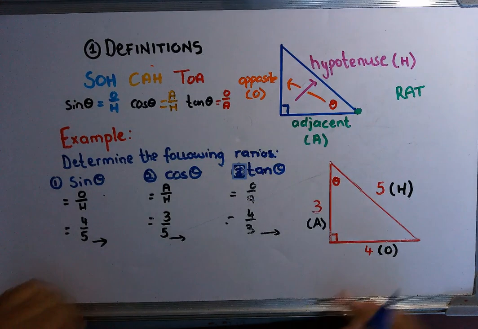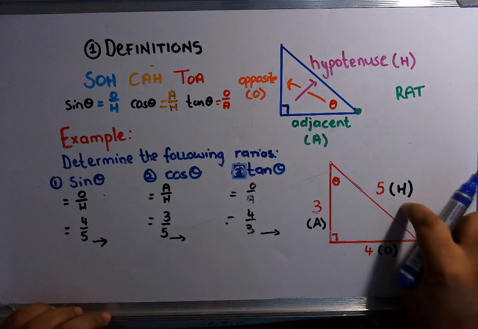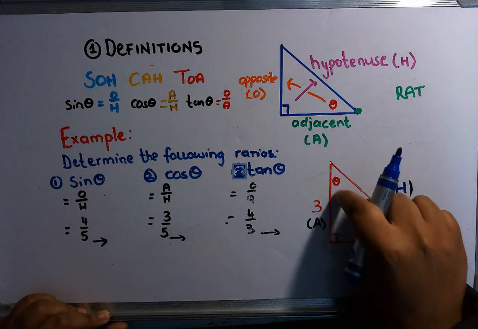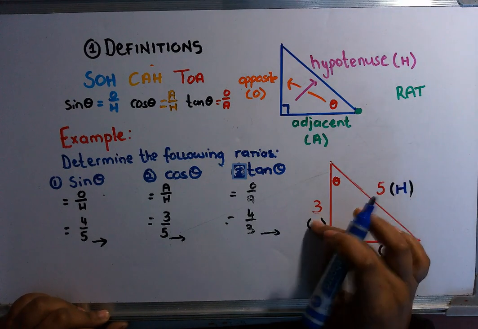So we're working in this red rat. We know that's the hypotenuse. Let's make it blue. That's the hypotenuse. This is opposite the angle. And of course this one has to be adjacent.